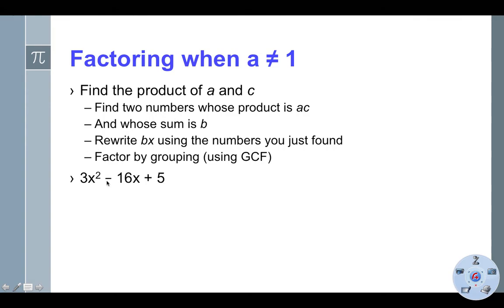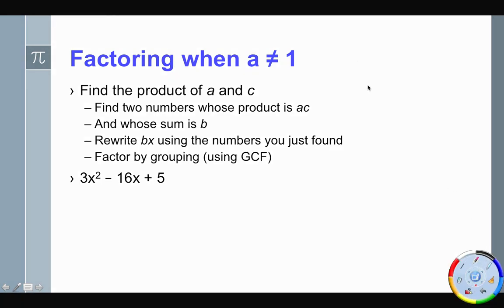All right, so here we go. We get 3x squared minus 16x plus 5. So we need to do a little bit of scratch work here. We have a times c. A is 3, and c is 5. So we get that to be 15. And then b is equal to 16. Let's not worry about the negative here for right now. And 16 is equal to 1 plus 15, because that's 1 times 15 here.